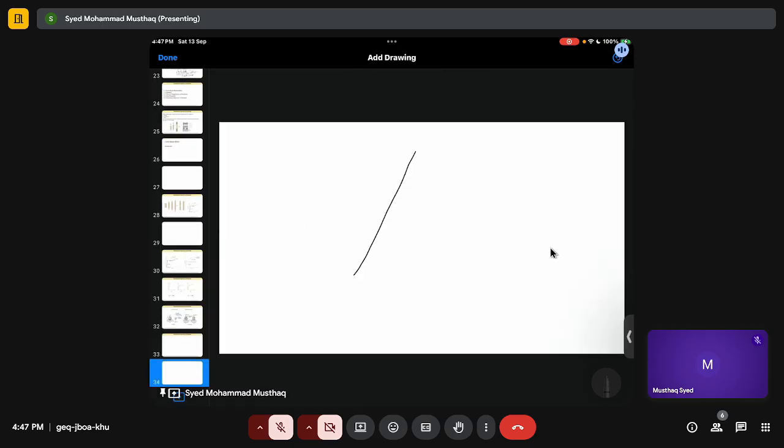So this is my grain boundary. Now I am applying stress. That's why my dislocations are moving. And once they reach a grain boundary, they will start getting piled up. Okay, and because of this pile-up, there is also a back stress.